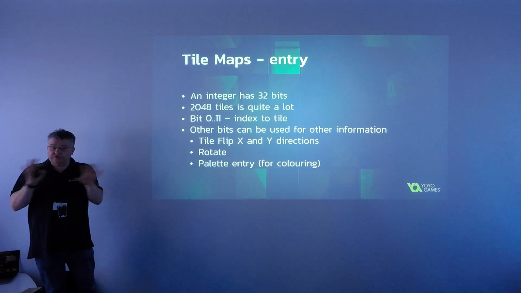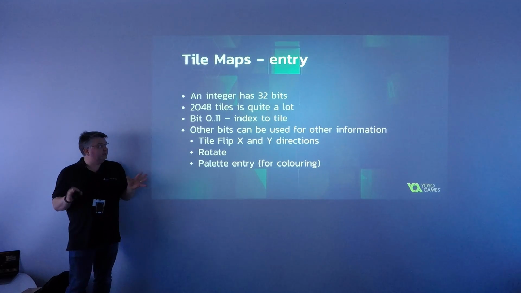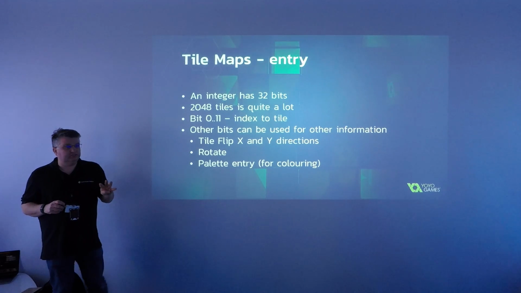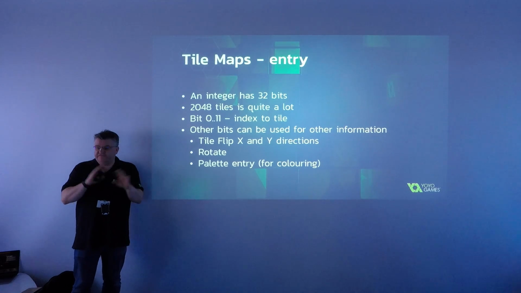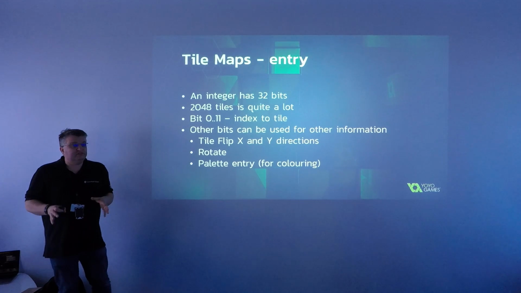A tile map entry, if you're rendering this yourself, you could do anything that you wanted for a single tile map entry. In GameMaker Studio 2, we use 32 bits. That means it's only 4 bytes per entry. It's not very much. It's quite efficient.